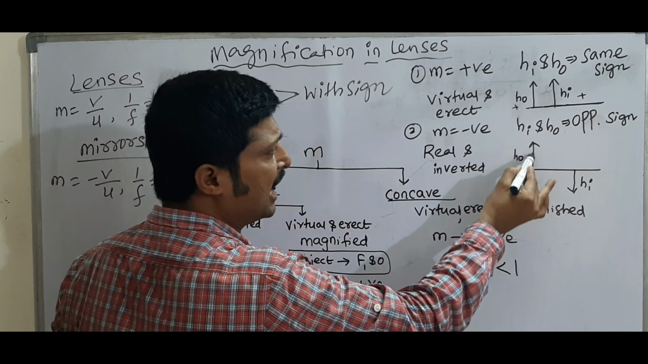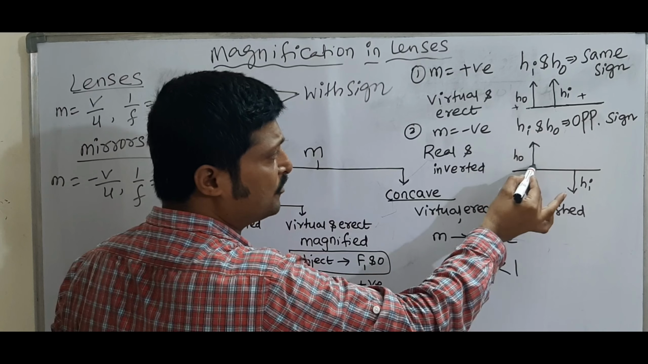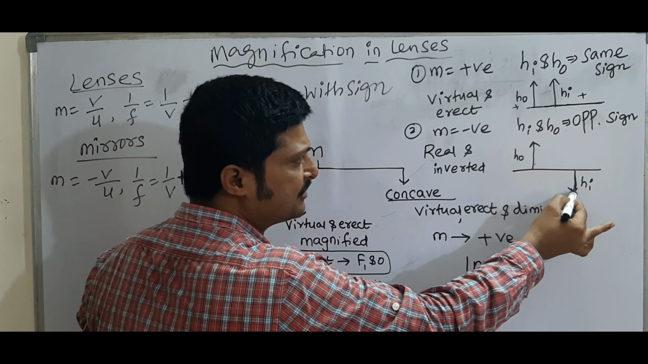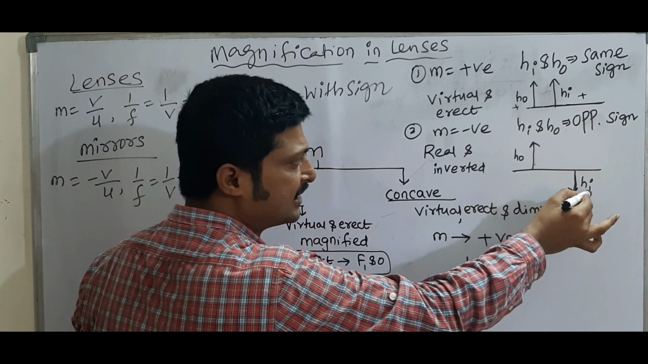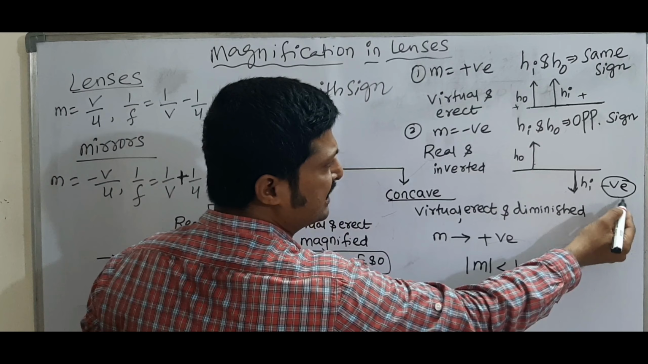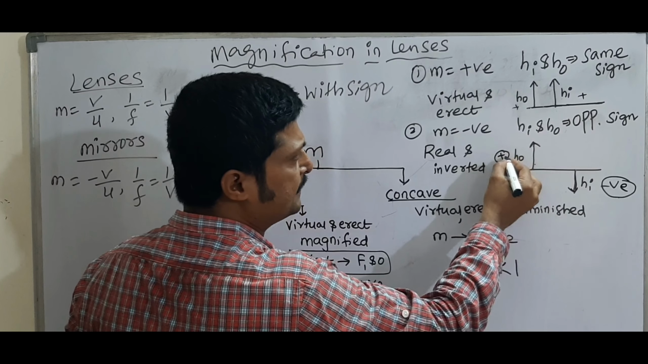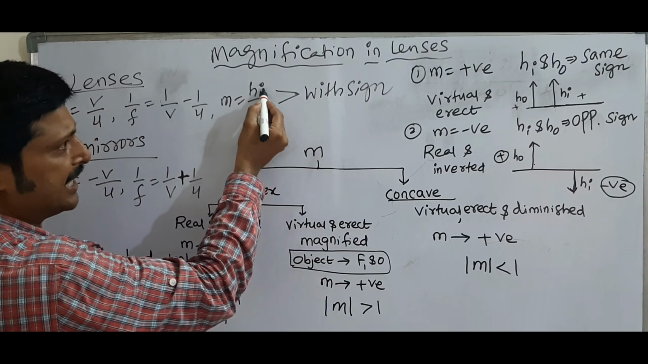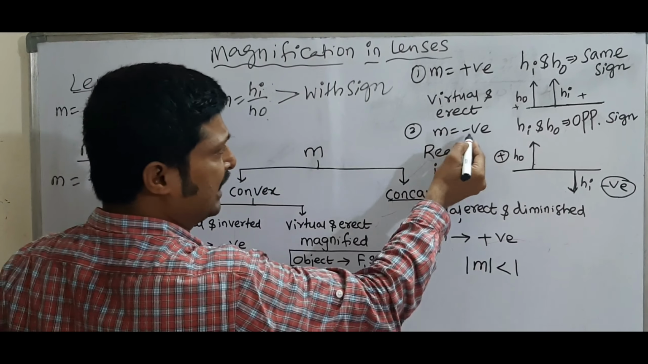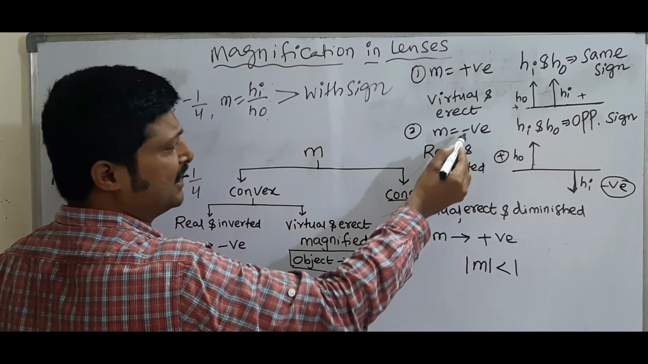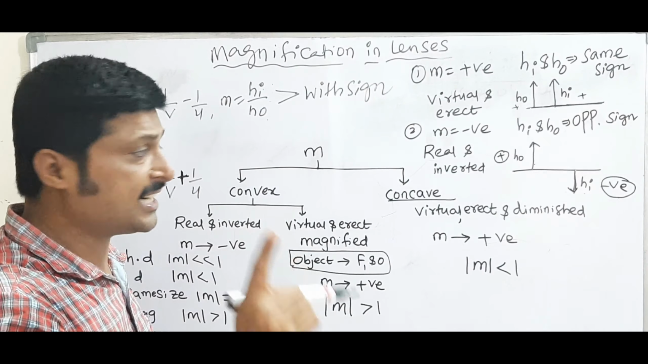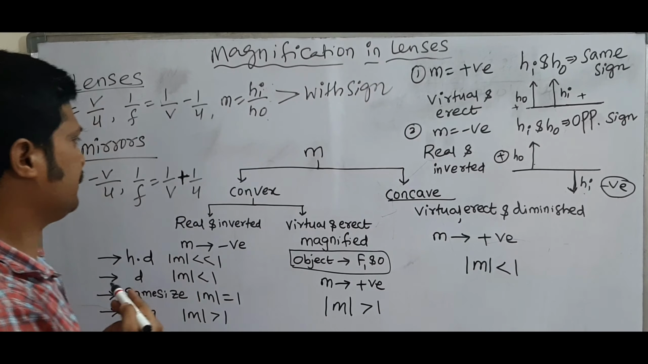Next here, magnification is negative. If you observe, height of the object is positive. If the image is real and inverted, it is formed below the principal axis. So height of image is negative and height of object is positive. So substitute here negative by positive, that is equal to negative. So if magnification is negative, which type of image is that? Real and inverted image. Right?